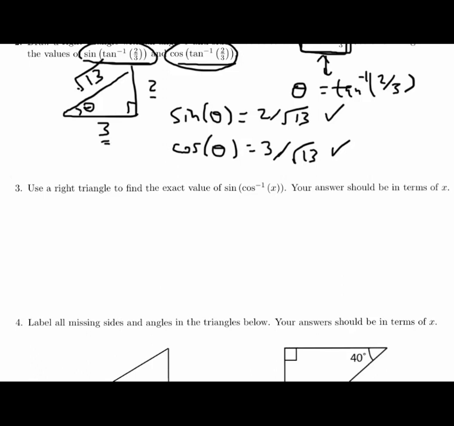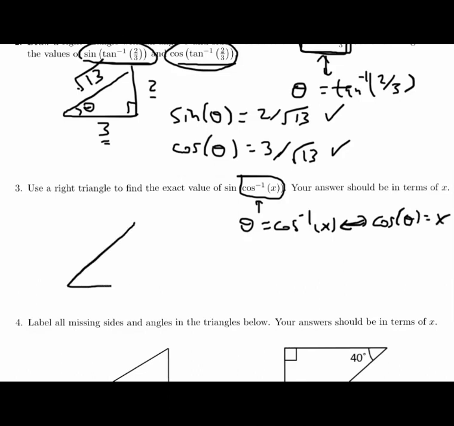The same idea can be applied even if we don't know the numbers for the sides of the triangle. So again, if we focus on this inverse cosine of x, if I use the letter theta to stand for the angle that's inverse cosine of x, that's the same thing as saying the cosine of theta equals x. And we know from our previous problems that we can draw this picture, as long as we don't mind using the letter x as a label.